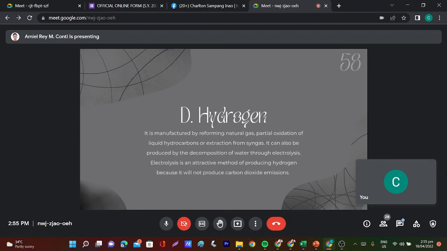Next is yung hydrogen. Nakukuha siya by reforming yung natural gas, also partial oxidation ng liquid hydrocarbons, or pag-extract sa mga syngas. It can also be produced by decomposition of water through electrolysis. And electrolysis is an attractive method of producing hydrogen because it will not produce carbon dioxide emissions.